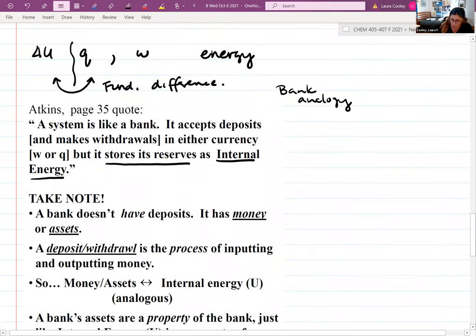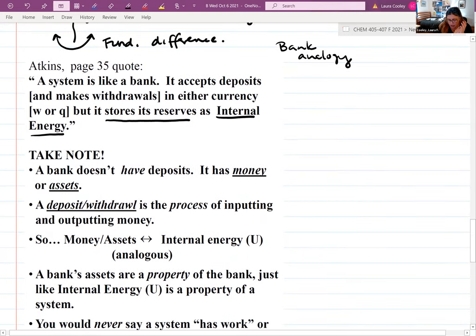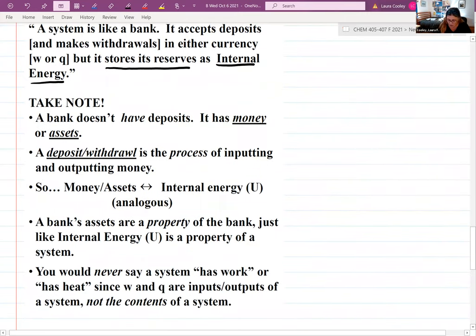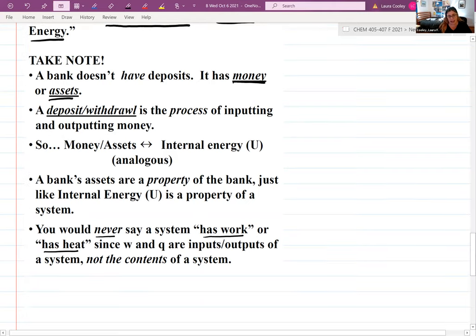Okay, so what this means is that you say you deposit money in the bank. A deposit or withdrawal is the process of inputting or outputting money. Money is what's analogous to internal energy. The inputs and the outputs are analogous to work and heat. So you would never say, for example, that a system has work or has heat, just like you would never say a bank has deposits; you would say it has assets, so it has money. So basically Q and W are the processes of inputting and outputting internal energy, just like depositing and withdrawing are the processes by which the assets or the money in a bank changes.